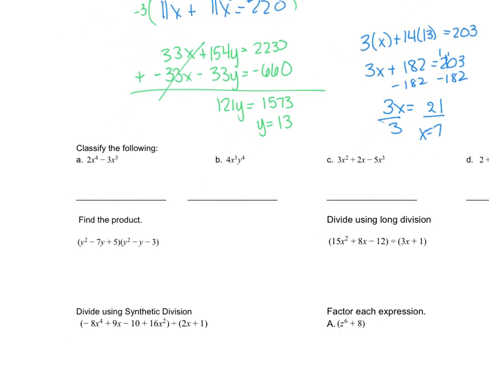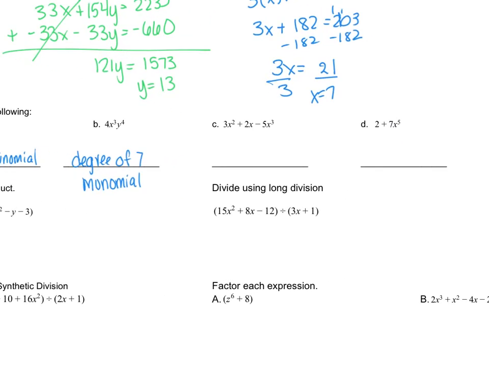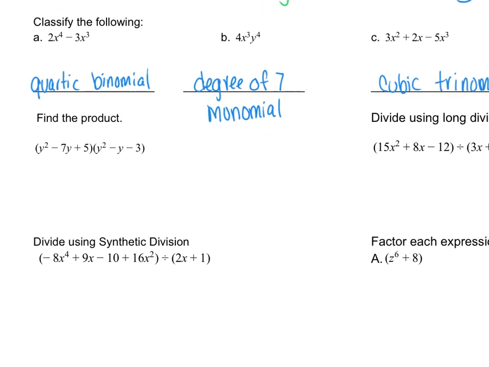All right, classify the following. This is a quartic binomial. This is a degree 7 monomial. Remember, we add those together. This is a cubic trinomial. And this is a quintic binomial. Find the product.